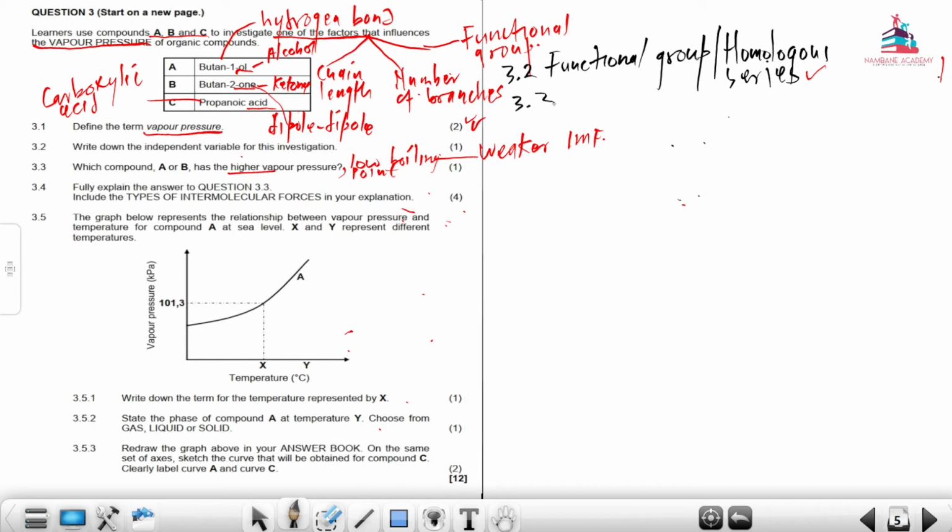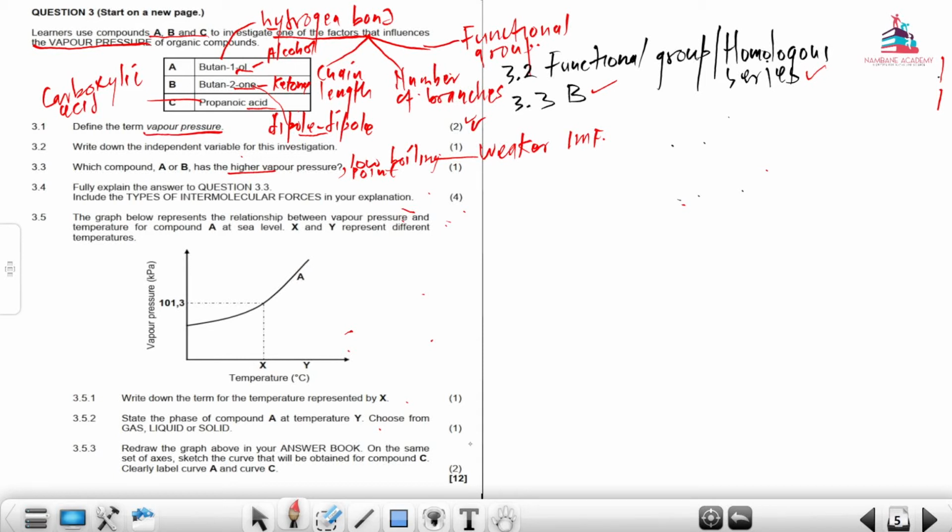So at 3.3, the correct answer should be B. And then 1 mark for that. 3.4, fully explain the answer to question 3.3. Include the types of intermolecular forces in your explanation. I think that I have already done that, because I identified the type of intermolecular forces found in A, intermolecular forces found in B, then the strength of intermolecular forces. Thereafter, just conclude in terms of the energy needed.